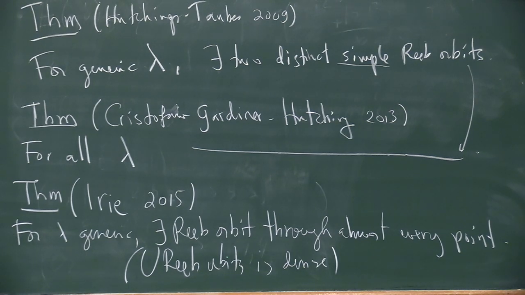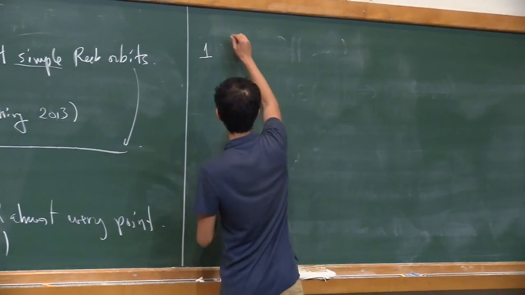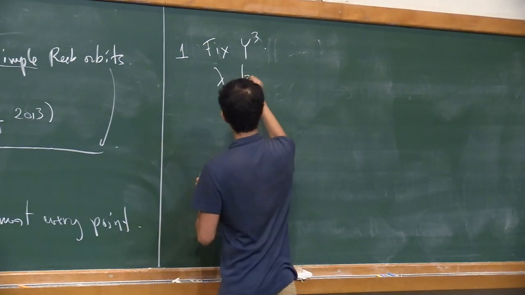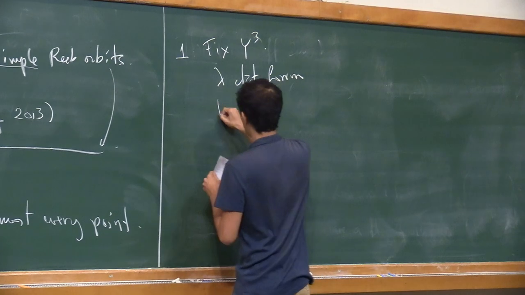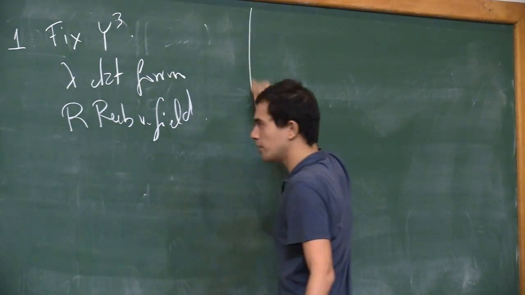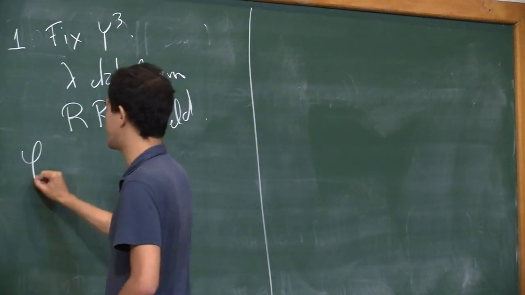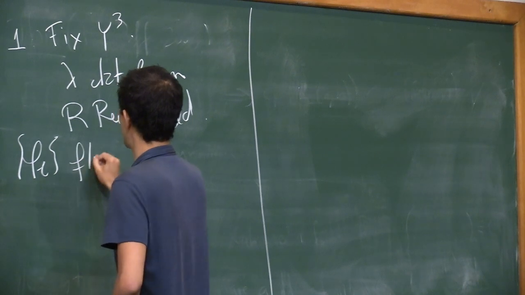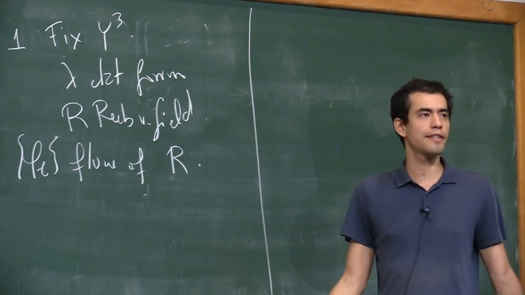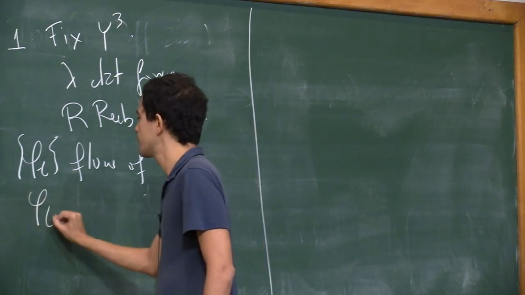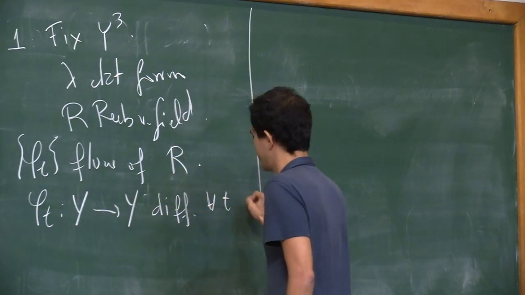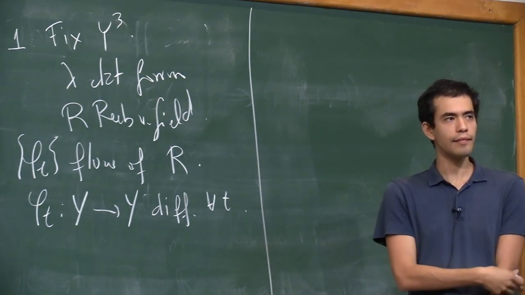Yeah, so before, let me just say a few things about the Reeb flow. Say that we fix a three-manifold. We have a contact form, and we have the Reeb vector field. The first thing you can notice is that, let's call phi t the flow of the Reeb vector field. So this is the flow of R. Our manifold is closed, so this flow is defined as a diffeomorphism for every t. It's the flow of a vector field.